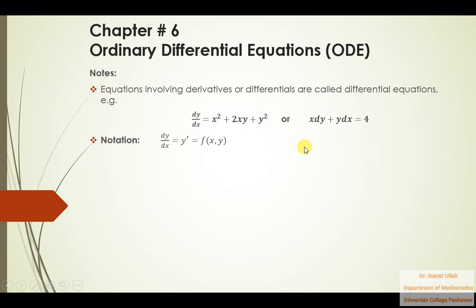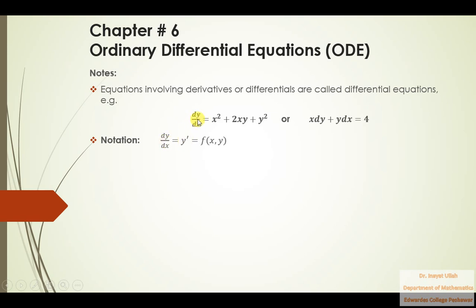Secondly, there is a notation. The notation is y prime, or you can say y dash. Y prime is actually the derivative of y with respect to x, or whatever the independent variable is. So whenever we say y prime, it means the derivative of y with respect to the independent variable x. And here, this is dy by dx, or dy dx. So dy dx is actually y prime.